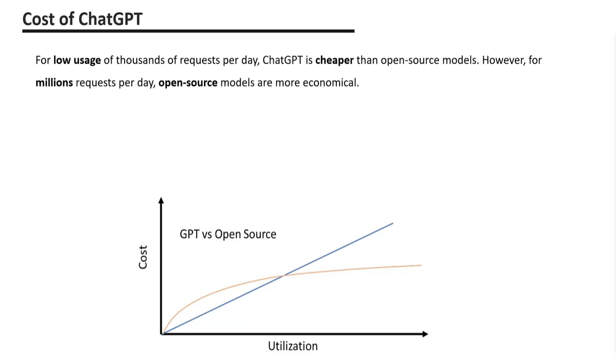On the vertical axis, we have the cost, and on the horizontal axis, we have the usage. The orange bar represents open source models, while the blue bar represents ChatGPT. When the usage is limited to a few queries, the cost of ChatGPT is significantly lower than that of open source models, falling within this range. This represents the cost of ChatGPT, while this represents the cost of open source models. It becomes much more expensive to use open source models when the number of requests increases.